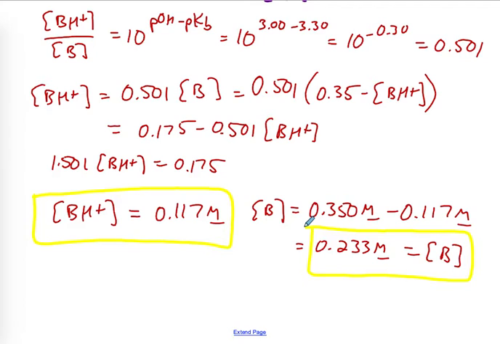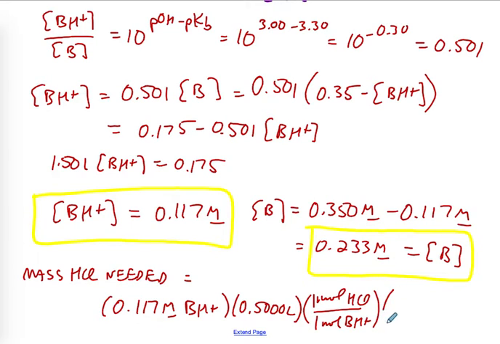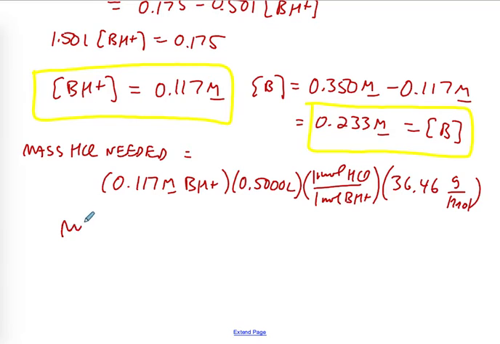So now, to finish the problem, the mass of hydrochloric acid needed will be equal to 0.117 molar dimethylammonium ion times the total volume, times the mole ratio, 1 mole of HCl needed for every 1 mole of dimethylammonium ion formed, times the molar mass of hydrochloric acid, or my final mass equals 2.1 grams of HCl.